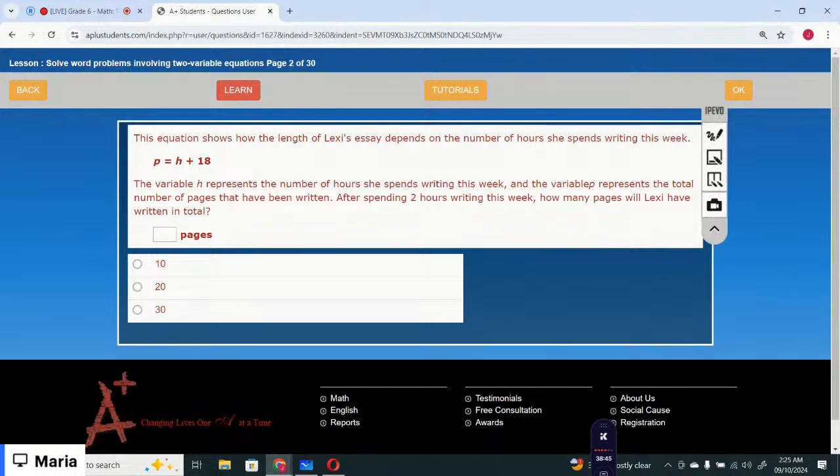This equation shows how the length of Lexi's essay depends on the number of hours she spent writing this week. P equals h plus 18. The variable h represents the number of hours she spends writing this week, and the variable p represents the total number of pages that have been written. After spending 2 hours writing this week, how many pages will Lexi have written in total? Which is the correct option?